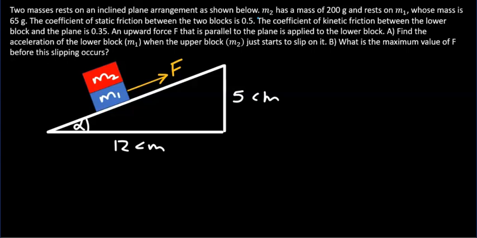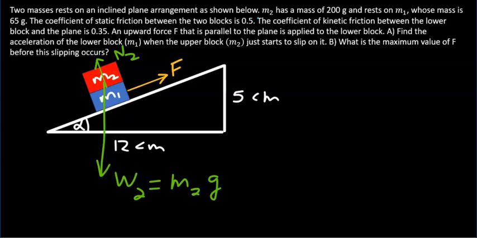The first is the weight of M2 that acts vertically downward, like that. Let's call that W2. And its expression is the mass M2 times gravitational acceleration. The second one is the normal force, like that. So this normal force that's acting on M2 is perpendicular to that surface between M2 and M1, hence the word normal.